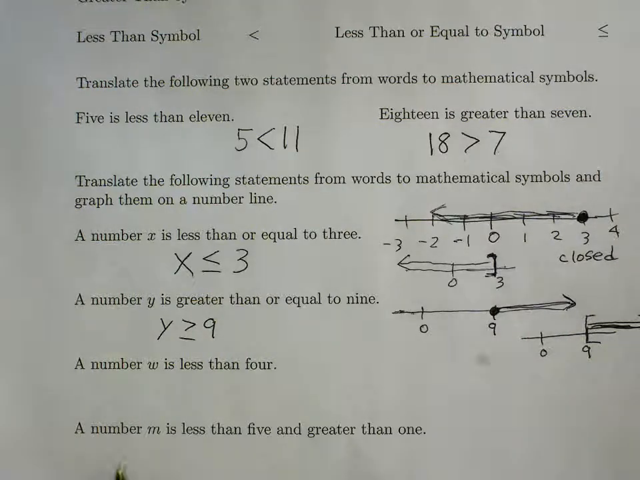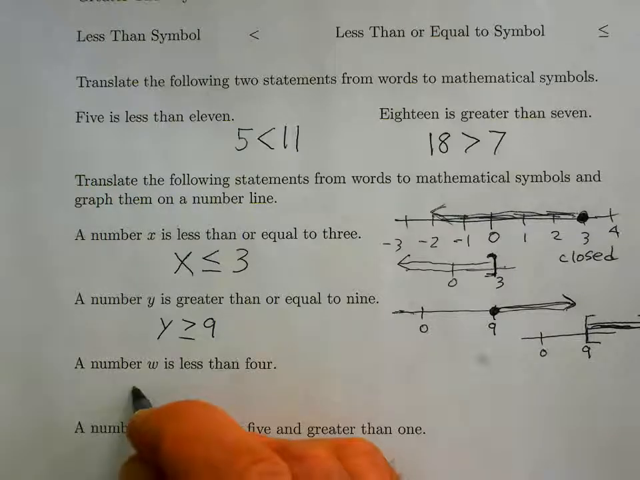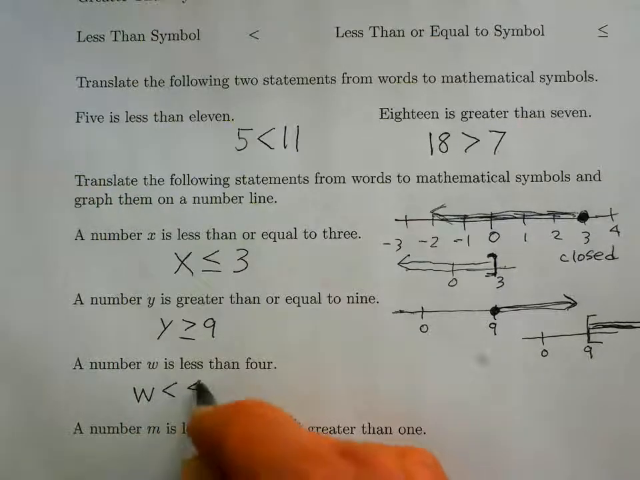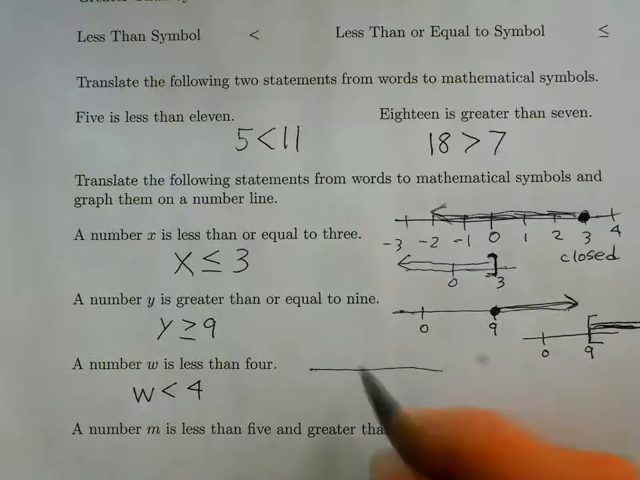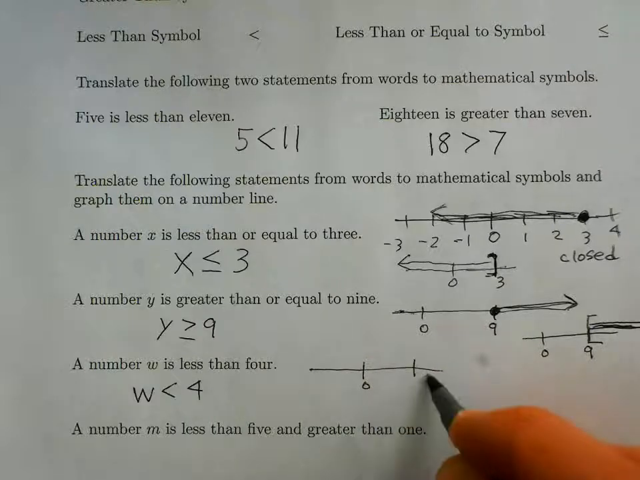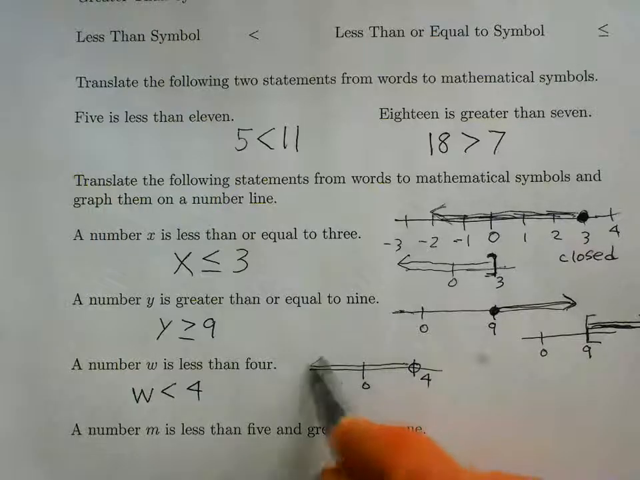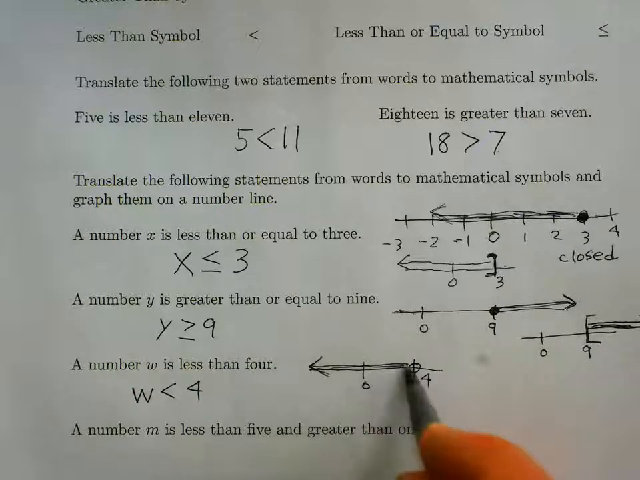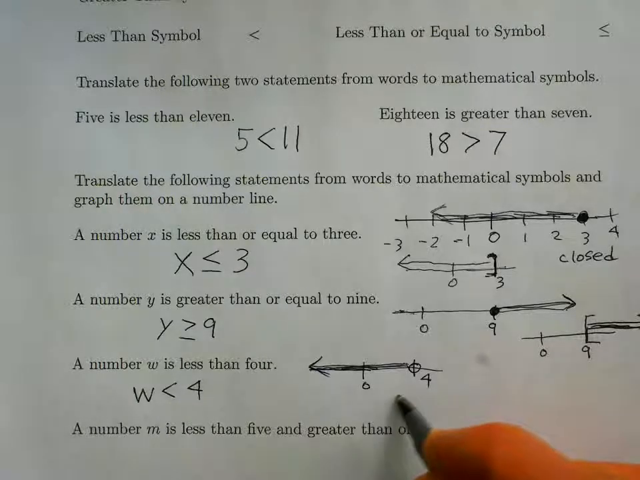Okay, a number w is less than 4. So in symbols, we write w is less than 4. And so graphically, if we plot the number 4, well, since it's just less than 4, we put an open circle to indicate that 4 is not included, and then we shade the numbers to the left. So if it's a strictly less than symbol, then we have an open circle.